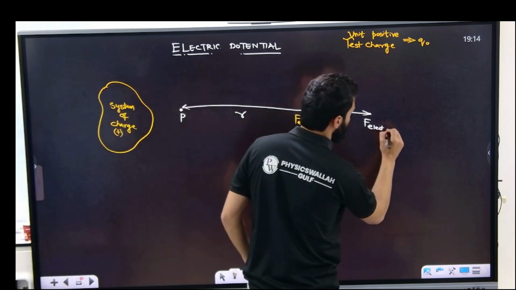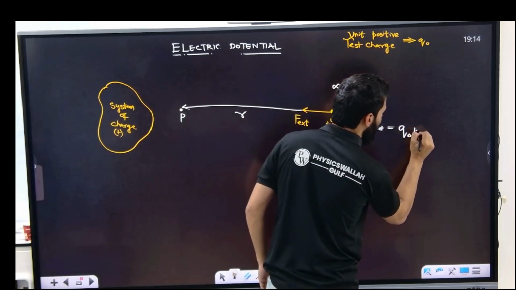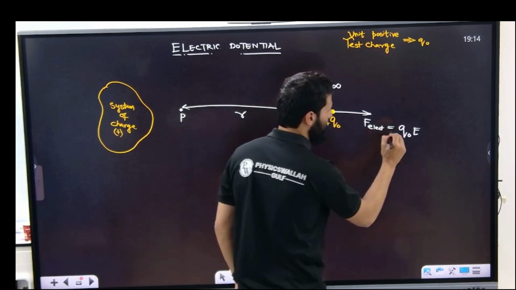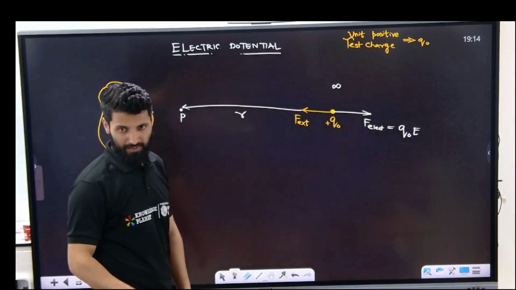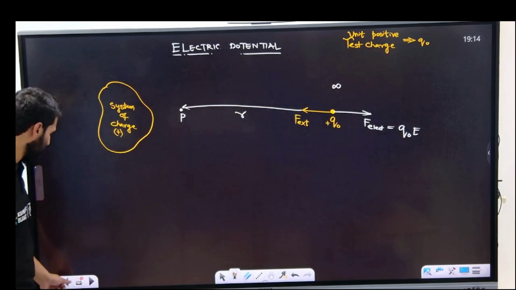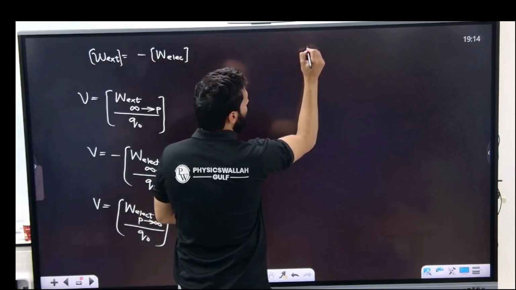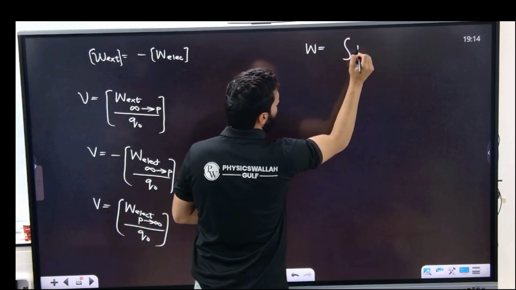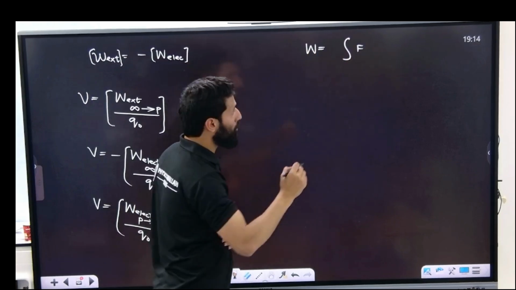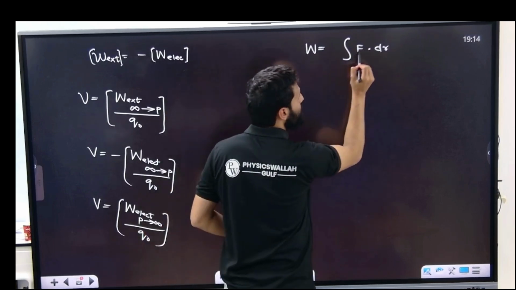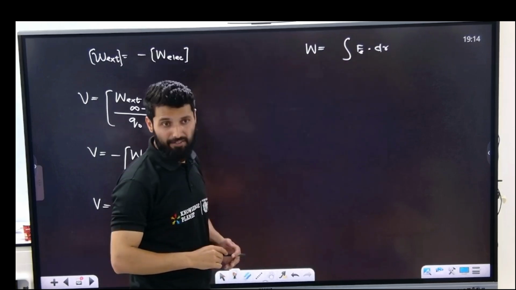Can I write this electric force as Q naught into the field at this point? Do you understand? Now, in order to calculate the work done, can I write the work done as nothing but the integration of F dot dr? What is this force now? This force will be my electric force.